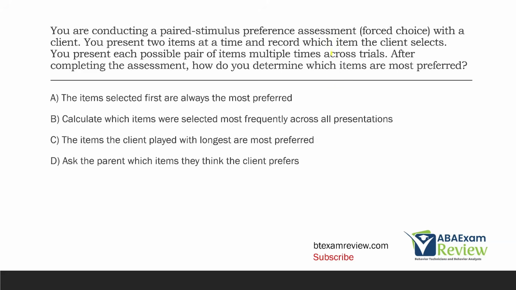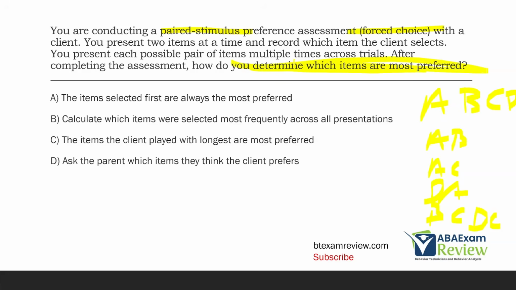Okay, so what does a paired stimulus or a forced choice assessment help us do? Well, if we have, let's say, 3 items, okay, we can make it 4. We're going to present A and B, A and C, D and A, B and C, D and C, so on and so forth, right? Until we have all the different combinations. You're going to present them. You're going to ask the client to pick one. They're going to pick one. You record it. In this case, how are you going to determine which items are most preferred once the assessment is done?